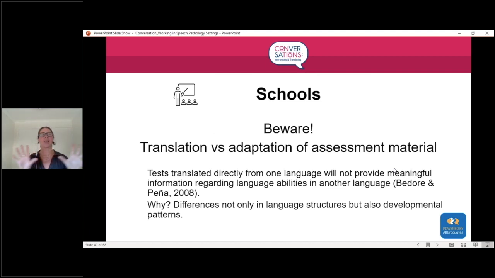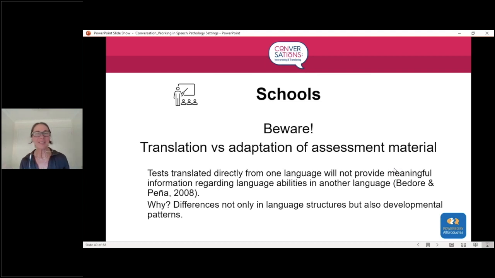I just wanted to put a big warning up here, because the research evidence clearly demonstrates that tests for language and speech which are translated directly from one language, from English for example, will not provide meaningful information regarding the child's language abilities in another language. In Australia, speech pathologists have a few language and speech tests that they systematically use to test children. You can't just translate that into Indonesian or Farsi or Vietnamese and expect it to give you an accurate result of how that child speaks in that language, because why?